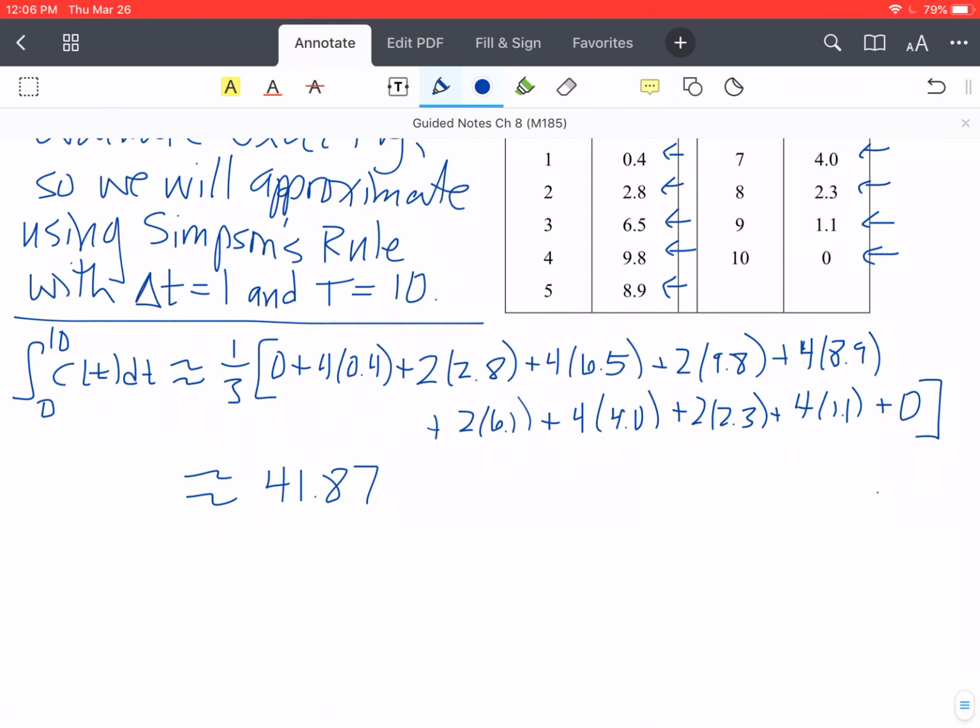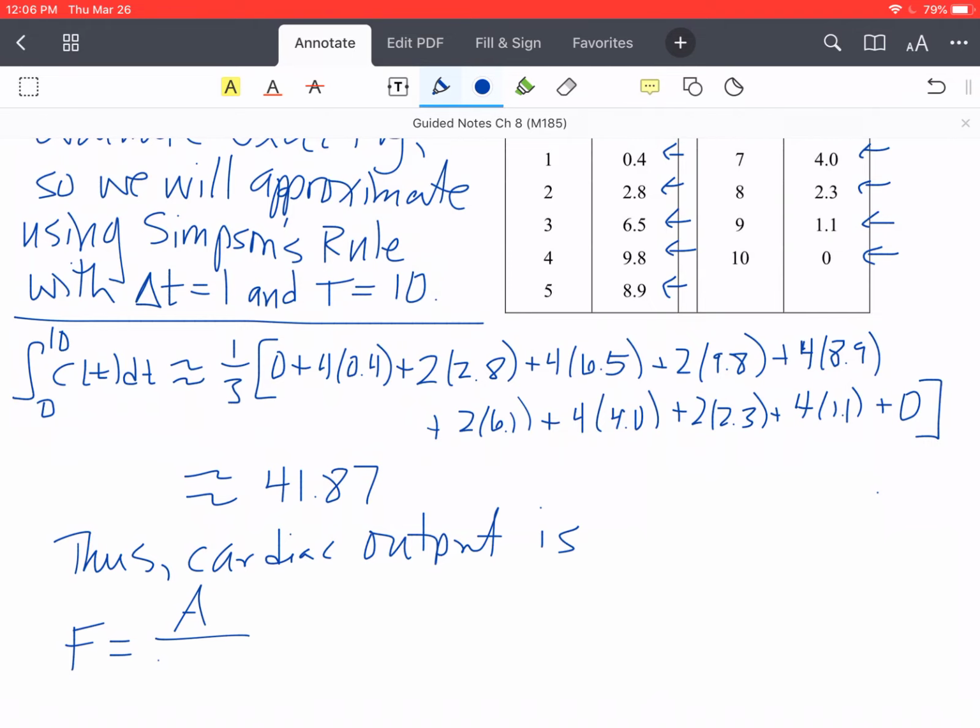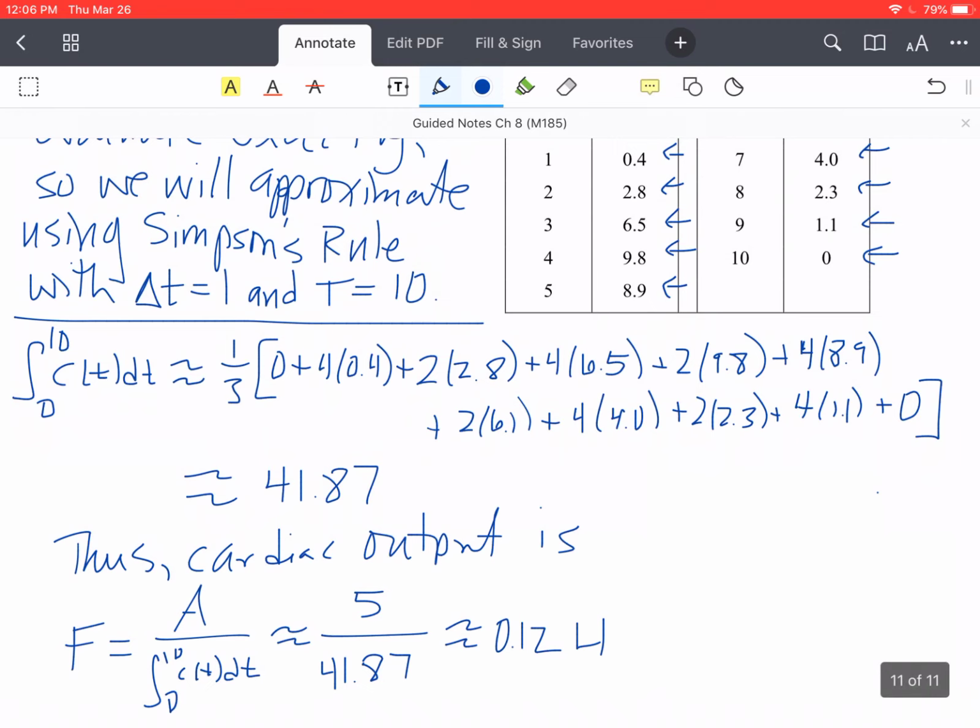So, say thus, cardiac output is F equals A over the integral from 0 to 10 of C(t) dt. That will be approximately equal to 5 over 41.87, which is approximately 0.12 liters per second. So then extrapolating that into minutes, our standard units, we get 7.2 liters per minute.